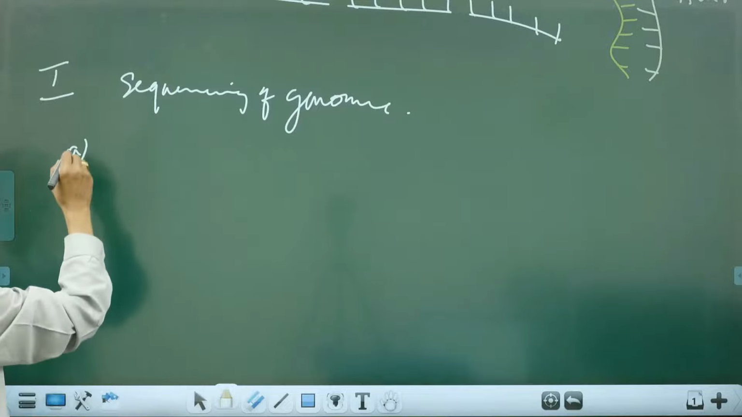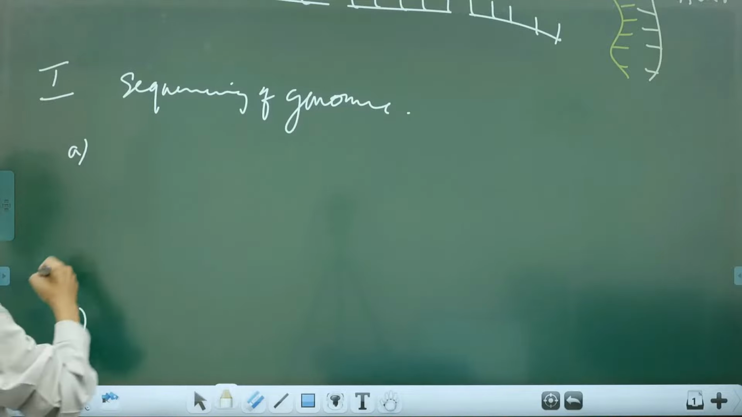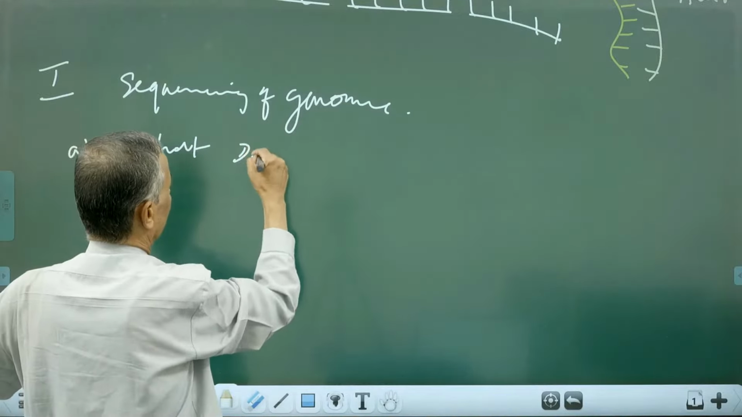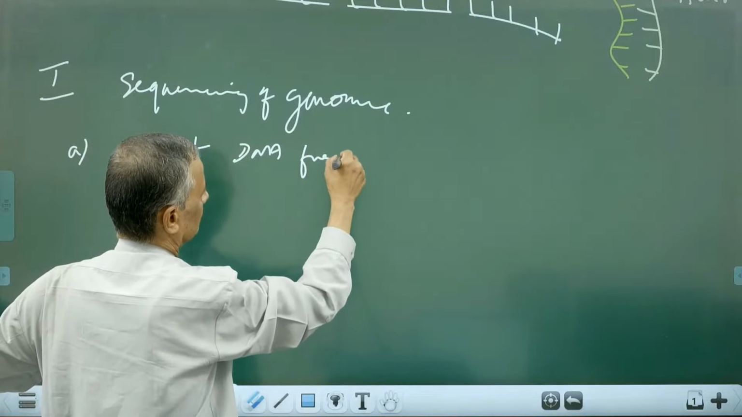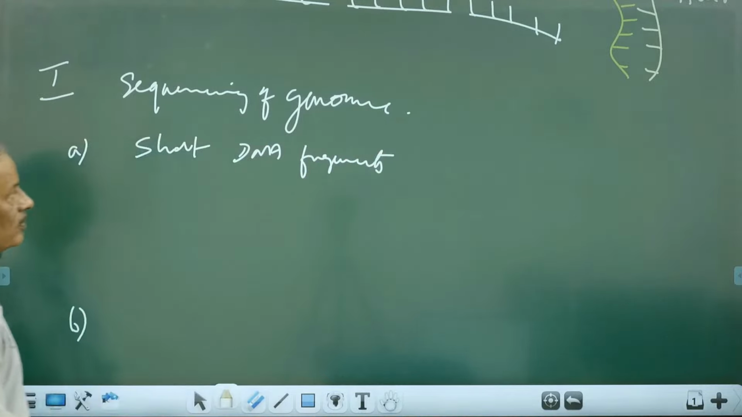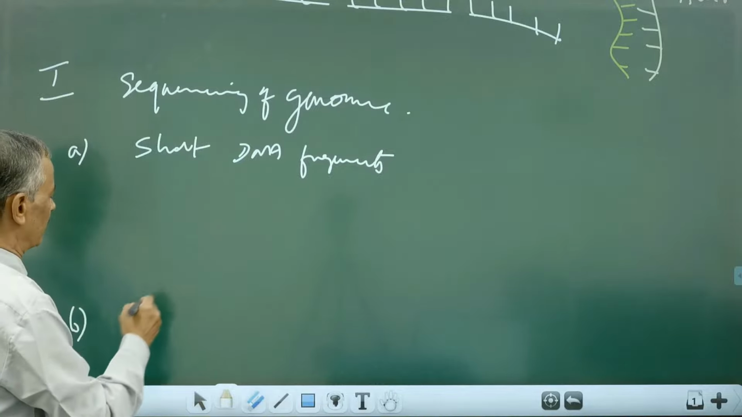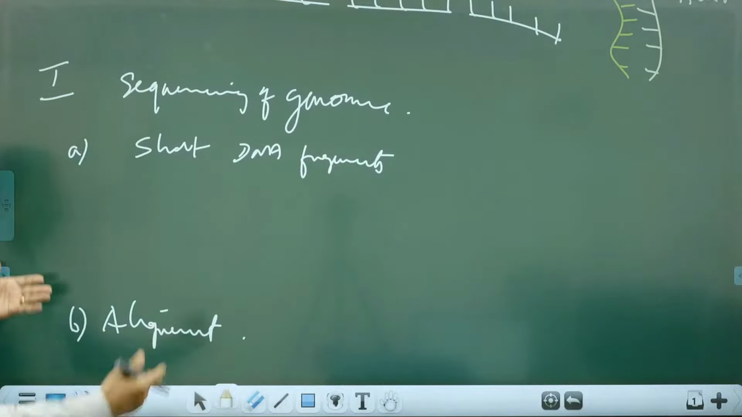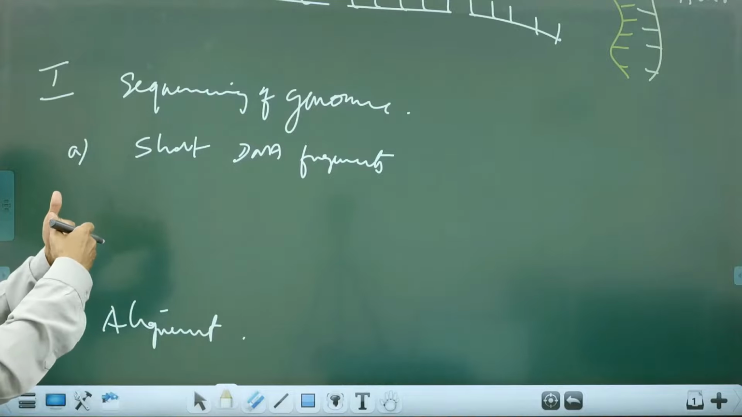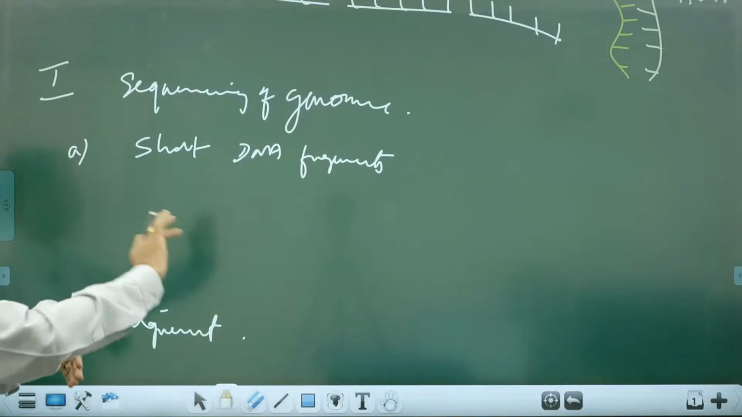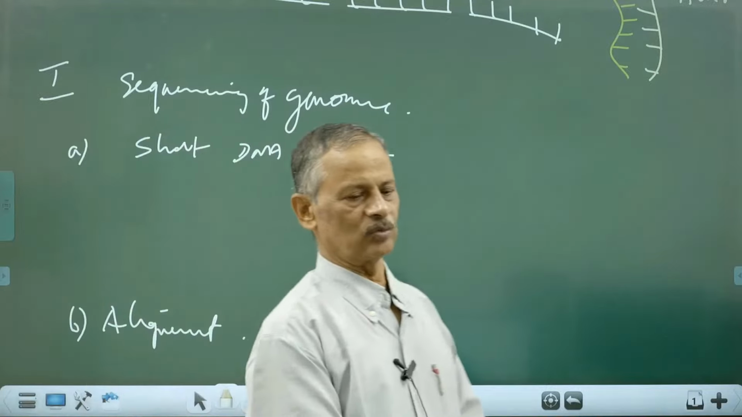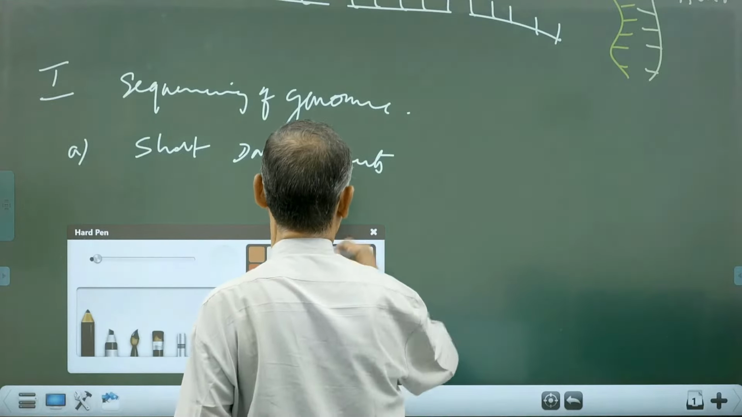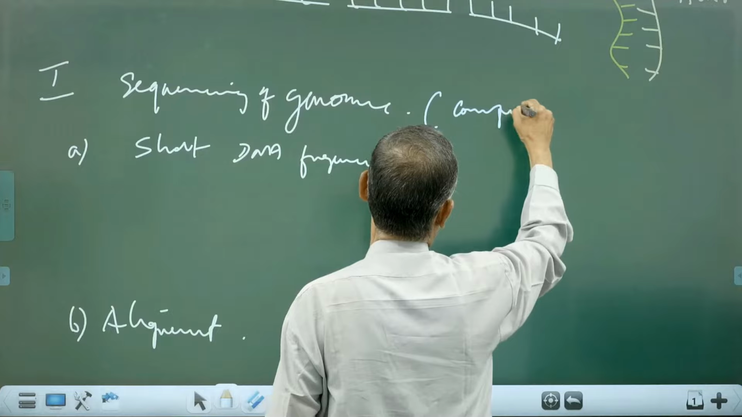A and B. In the first step, we are sequencing short DNA fragments, and these DNA fragments were then aligned. Then these pieces were aligned properly, and thus the entire sequence of the DNA was known. These two were done with the help of computer technology. They are all computer assisted.